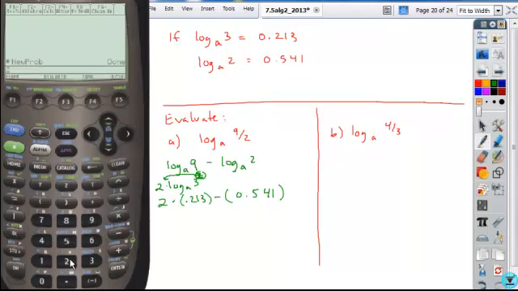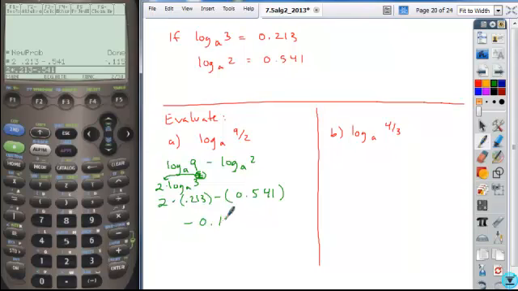And so here's my calculation. If I find the numerical value, 2 times 0.213 minus 0.541, and that gives me my answer of negative 0.115. And so that would be my evaluation for that expression.